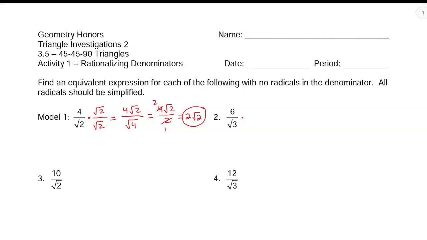Number 2, I'm going to multiply top and bottom by root 3. When I multiply across now, I'll get 6 root 3 over the square root of 9. When they're underneath the radical, you're multiplying the numbers underneath the radical. 3 times 3 is 9. The square root of 9 is 3. Now that I have a 3 on the bottom that is not under a radical, there is a 6 on the top that is not under a radical. I can cancel them. 3 goes into 3 once, 3 goes into 6 twice. 2 times root 3 is 2 root 3.